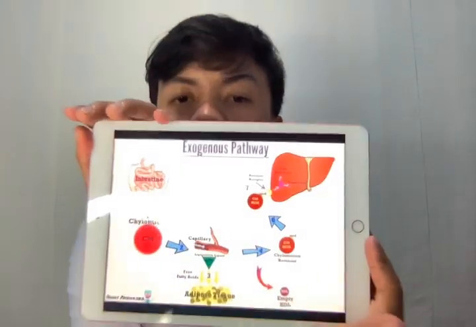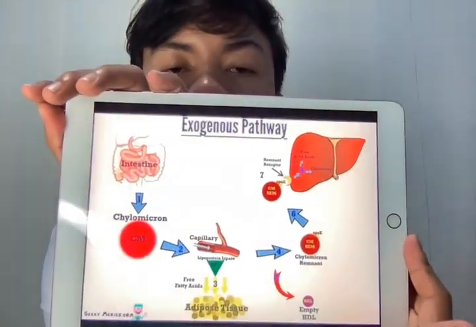Good day everyone. Today I'm going to tackle what the exogenous pathway is. First, let me show you the illustration of an exogenous pathway. This is what it looks like. So now I'm going to tackle what an exogenous pathway is.